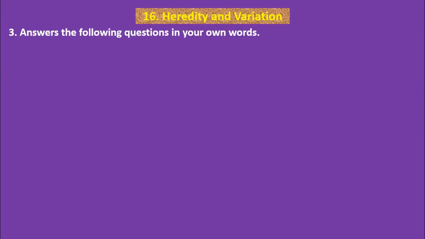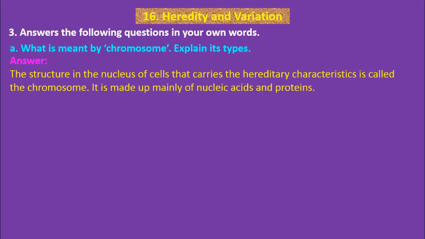Question number 3. Answer the following questions in your own words. A. What is meant by chromosome? Explain its types. Answer. The structure in the nucleus of cells that carries the hereditary characteristics is called the chromosome. It is made up mainly of nucleic acids and proteins. There are 4 types of chromosomes.